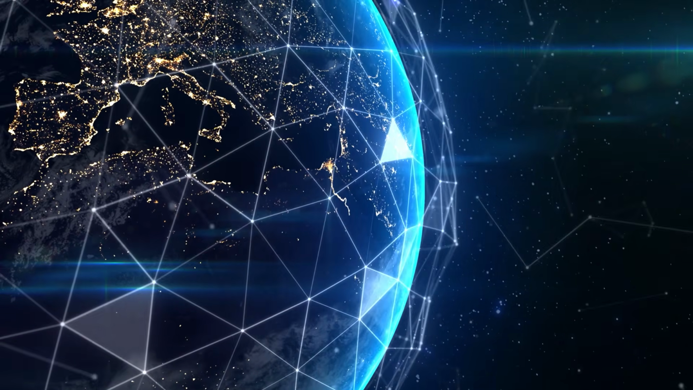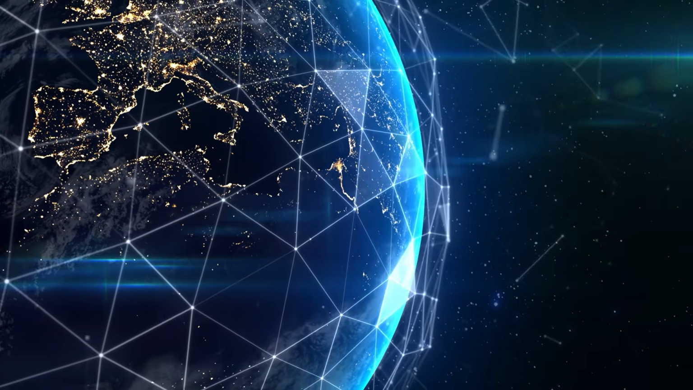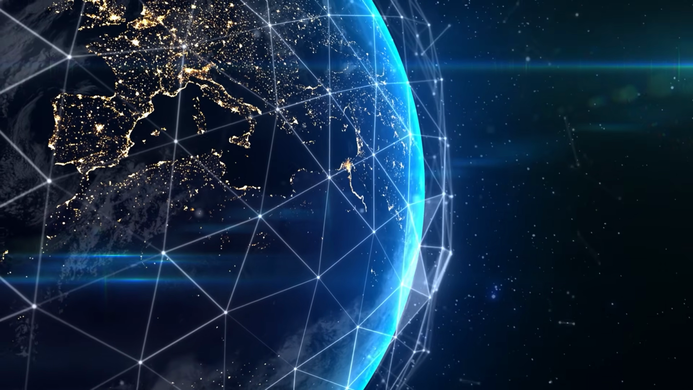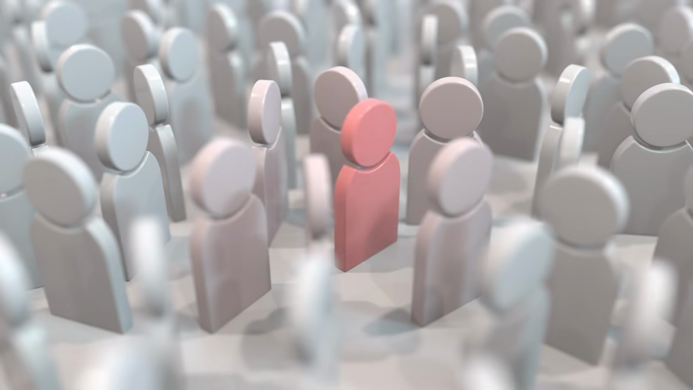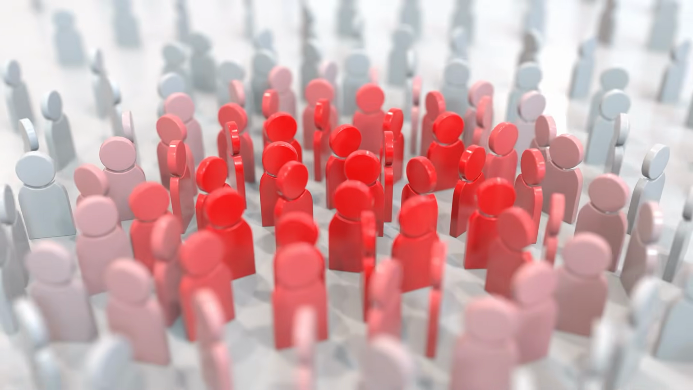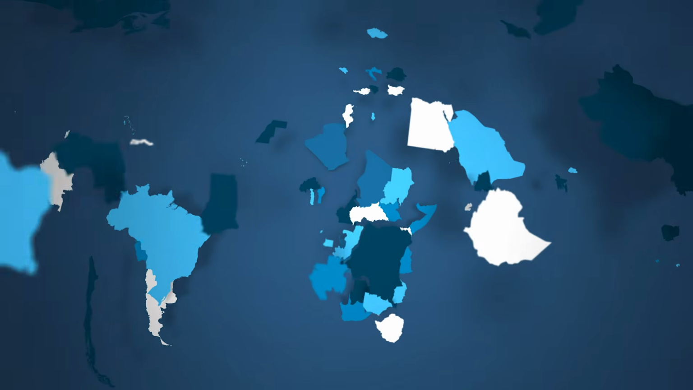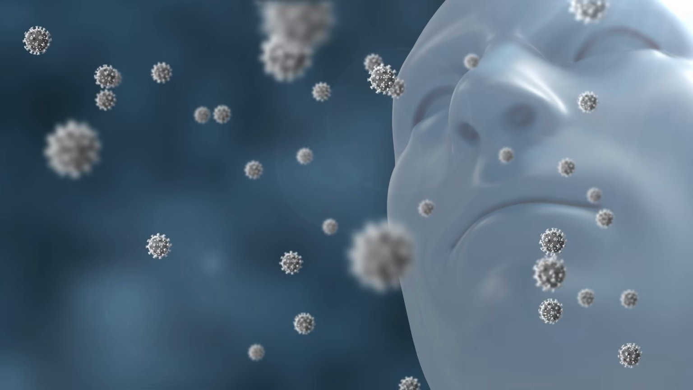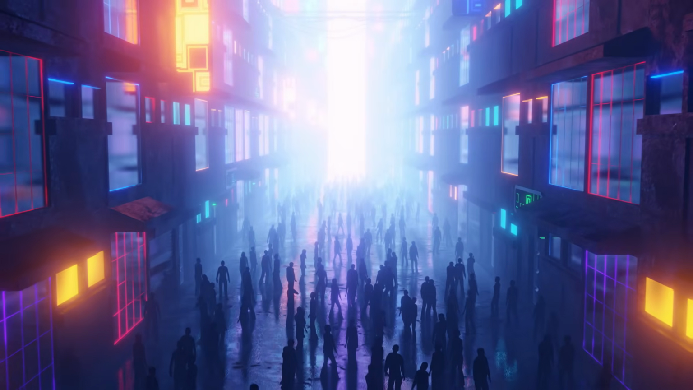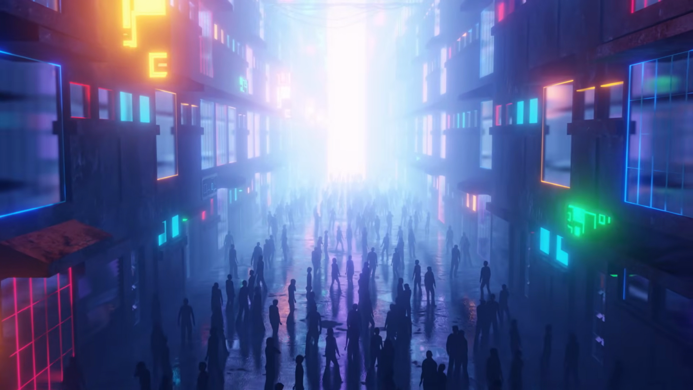Tuberculosis has existed for thousands of years and remains one of the leading infectious causes of death worldwide. Although it is both preventable and curable, it continues to affect millions of people every year, particularly in developing countries. TB spreads through the air, making it highly contagious under certain conditions, especially in crowded or poorly ventilated environments.